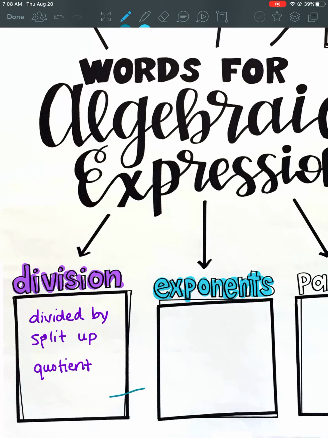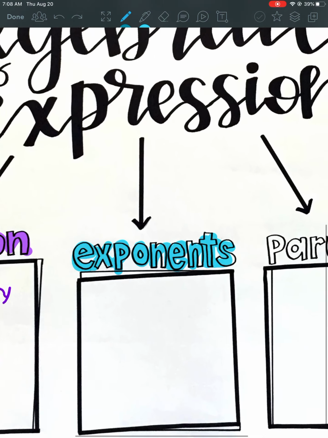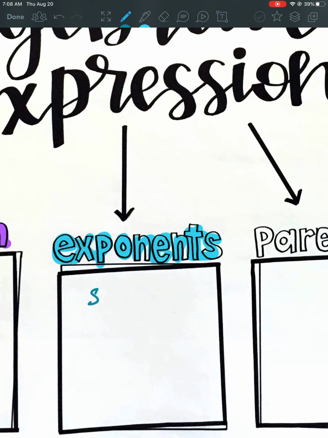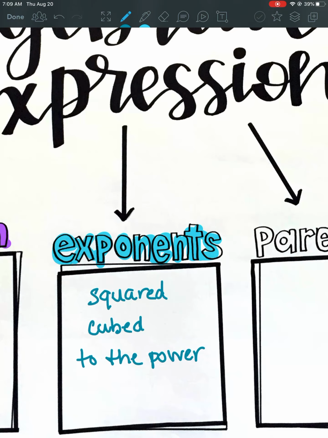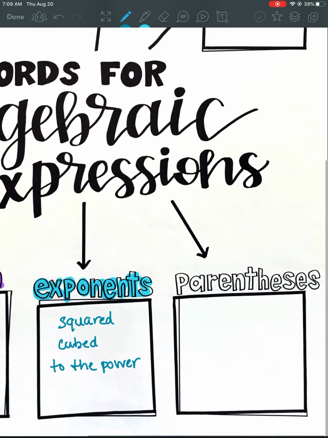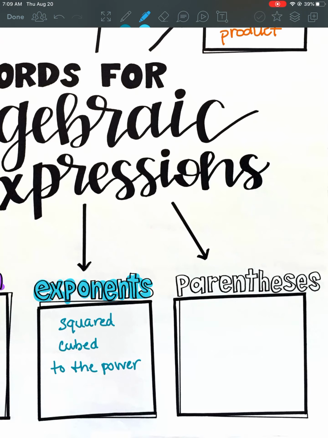So exponents, we already talked about those, squared and cubed. So squared is the second power, cubed is to the third power. Everything else after that will be to the power of, so to the 4th power, to the 5th power, to the 6th power, so on, okay?